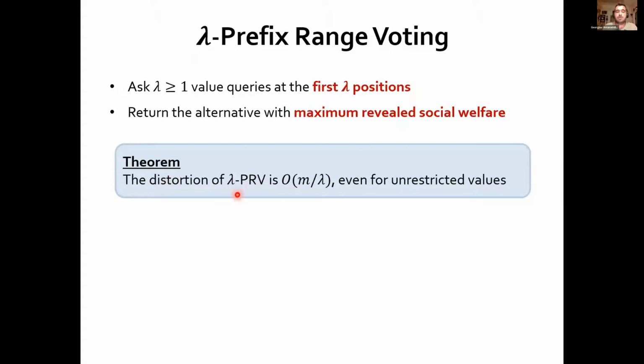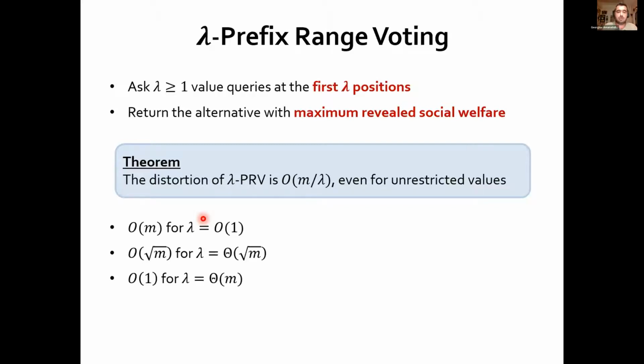The distortion of these voting mechanisms that we call lambda PRV is order of m over lambda, and it works for any class of valuation functions without normalization. So this means that just by asking one query, we get an improvement from m squared to m. And we can get distortion of square root of m by asking square root of m queries. But if we want to go to constant distortion, we still have to ask, not all of the alternatives, but a constant fraction of them at least.